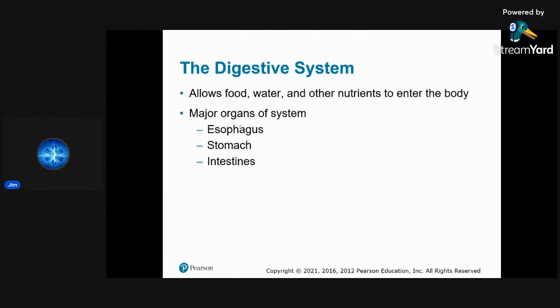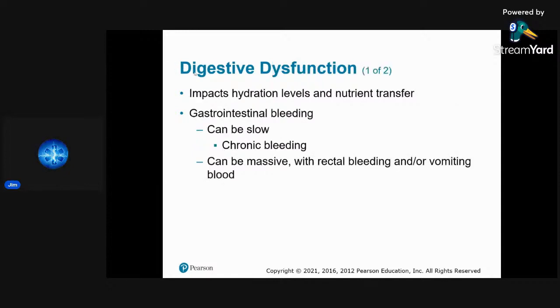The digestive system allows food, water, and other nutrients into the body, right? Major organs are the esophagus, stomach, and intestines. They didn't mention the mouth here, but that's a big part of the system as well. Digestive dysfunction impacts hydration levels and nutrient transfer. We talked about that earlier, right?